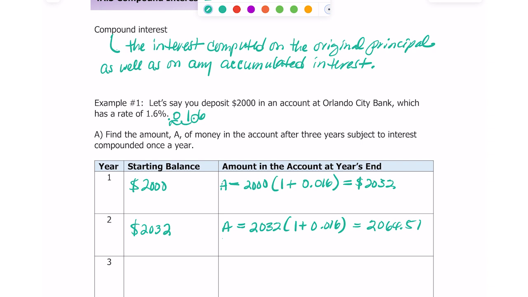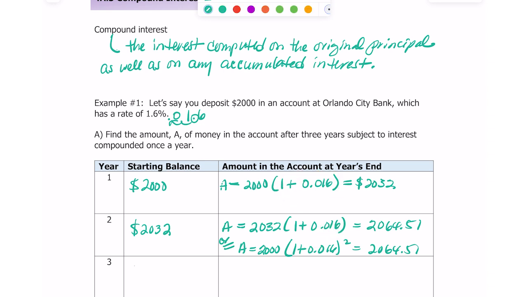Now that is really the same thing as if we had put our original principal, and this time we did the 1 plus 0.016 two times, so to the second power. We would still get $2,064.51. So see, the interest is computed on the original principal as well as on any accumulated interest. And we've accumulated interest 2 times, at the end of the first year and then the end of the second year.